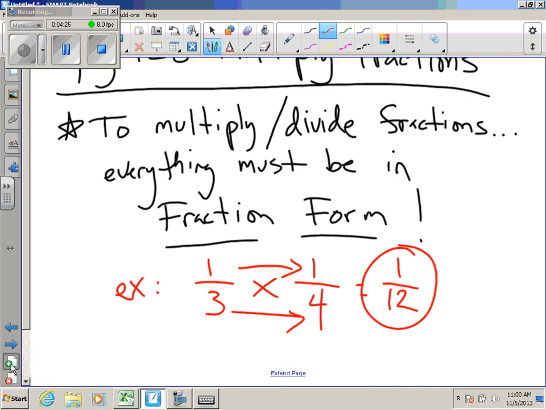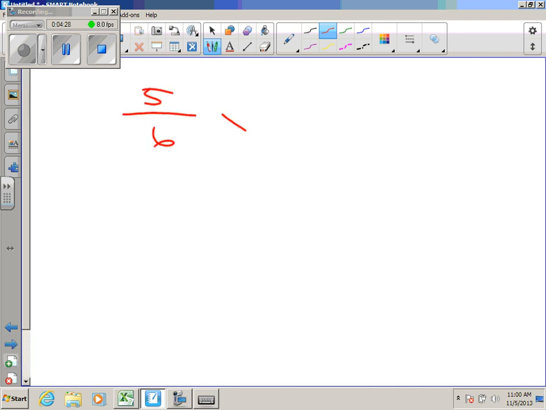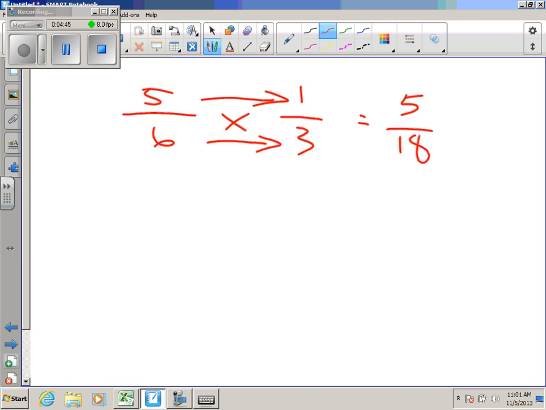Okay. 5/6 times 1/3, both in fraction form. So as I go across, 5 times 1 and 6 times 3, 5 and 18 in simplest form. Yes. Mm-hmm. Question? I was thinking about 6. Well, don't think about 6. 6 times 3. Okay.